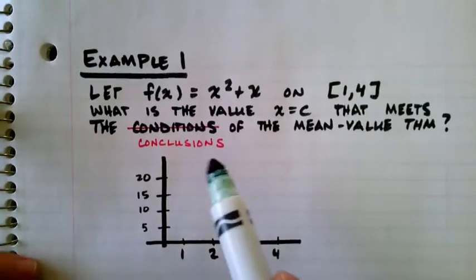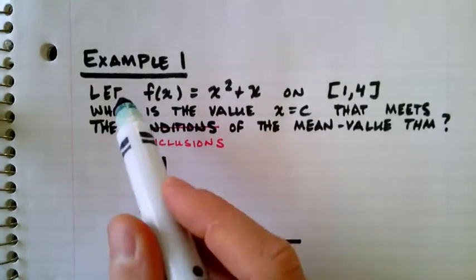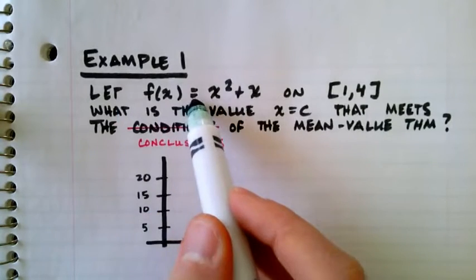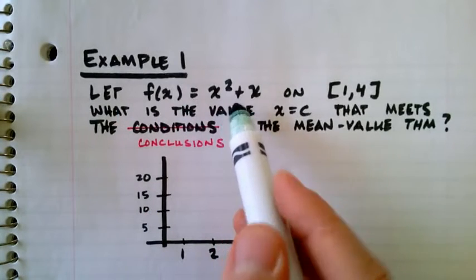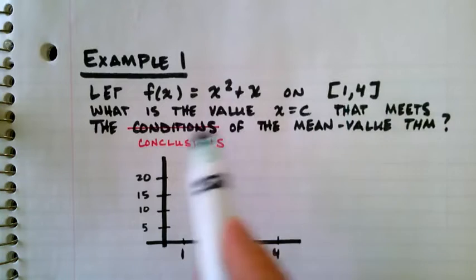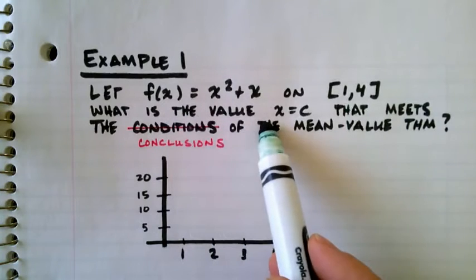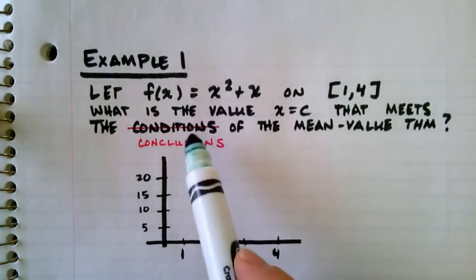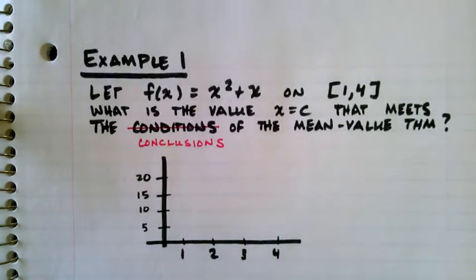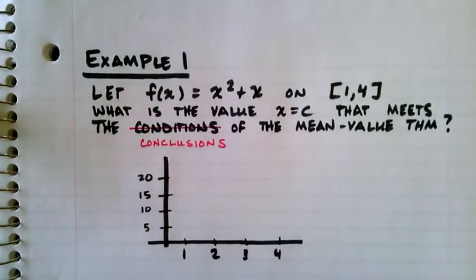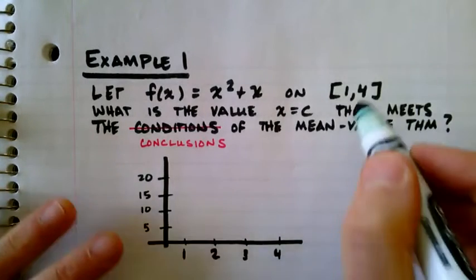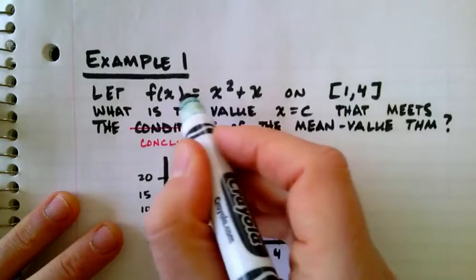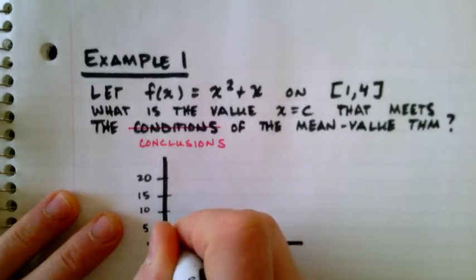So here's an example of a mean value theorem problem. We have f of x is a quadratic function on an interval from 1 to 4, and we want to know what value, what x value meets the conclusions of the mean value theorem. So it's a 3-step problem. And the first step is going to be to find the average rate of change. So I'm going to plug 1 into the function, and I get 2.